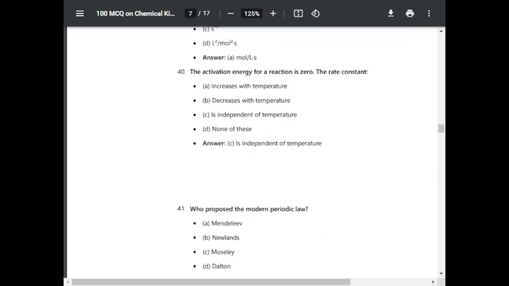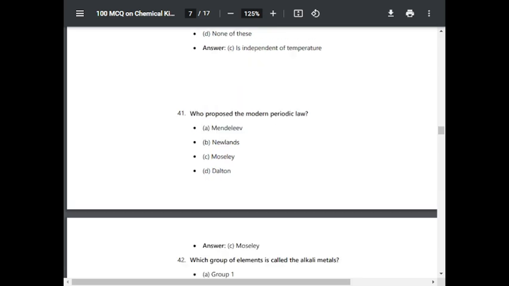Question number 40. The activation energy for a reaction is 0. The rate constant is: option A, increases with temperature; option B, decreases with temperature; option C, is independent of temperature; option D, none of these. The correct answer is C, independent of temperature. Question number 41.